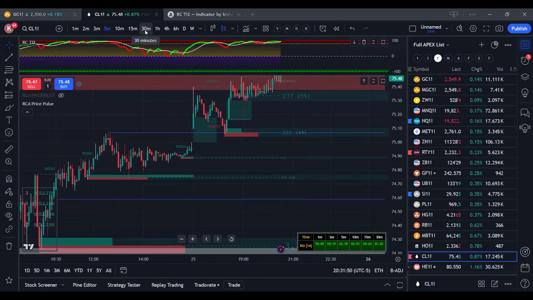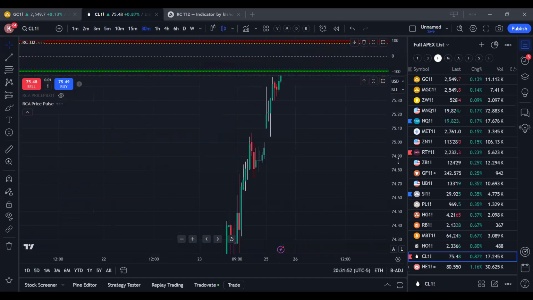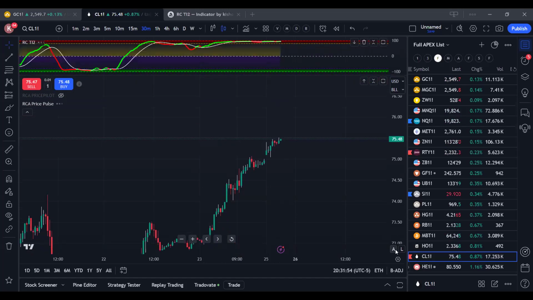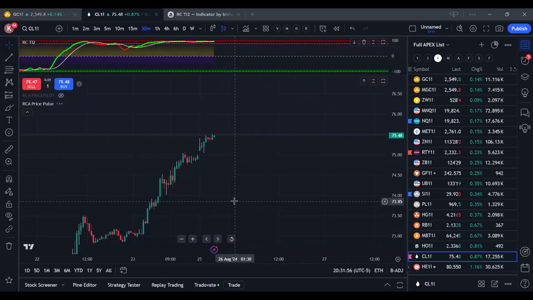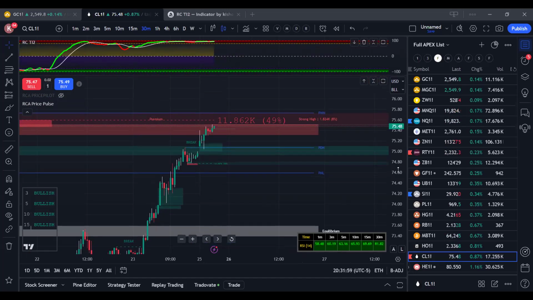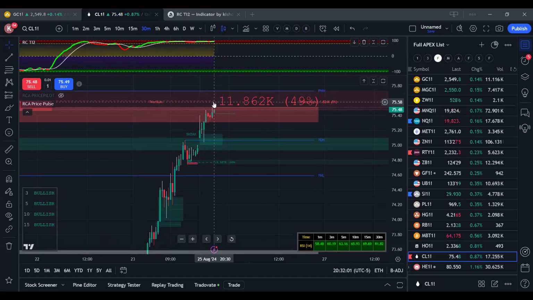So you can always refer to 30 minutes. When you want to take a trade in 5 minutes, refer to 30 minutes, which will give you a better clue where it can start dropping. So as I said, around 75.6 or 75.7 is an area where it will drop in the next 10, 15, 20 minutes. We may see a big red candle.